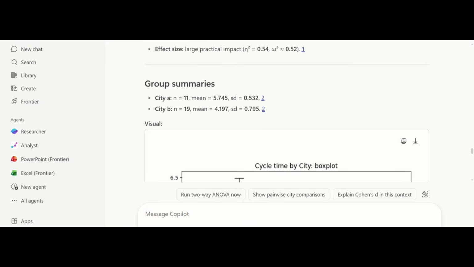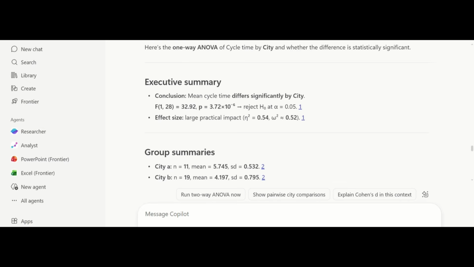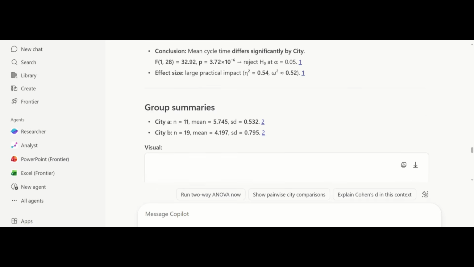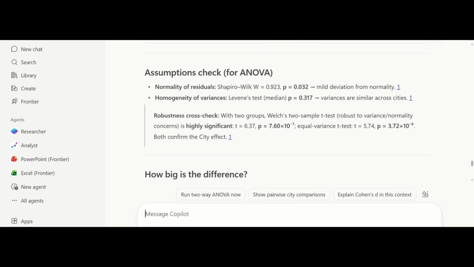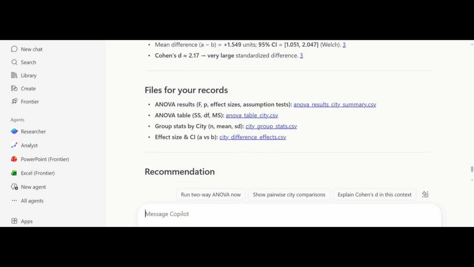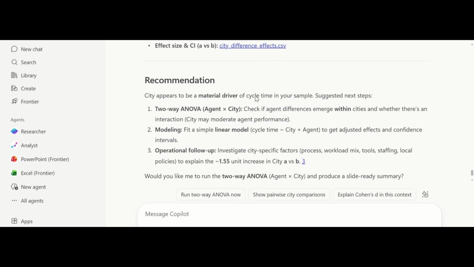So city A and B, it is saying the p-value is way less than 0.05 in this case, which is 3.72 into 10 to the power minus 6, which is I think equivalent to 0.000 only. The graphs are also given. It is suggesting p is equal to 0.032, which is less than 0.05. Let's see what is the overall result that the system is recommending. The city appears to be a material driver of cycle time in your sample. So this is what it is suggesting, that it is significantly impacting my cycle time.